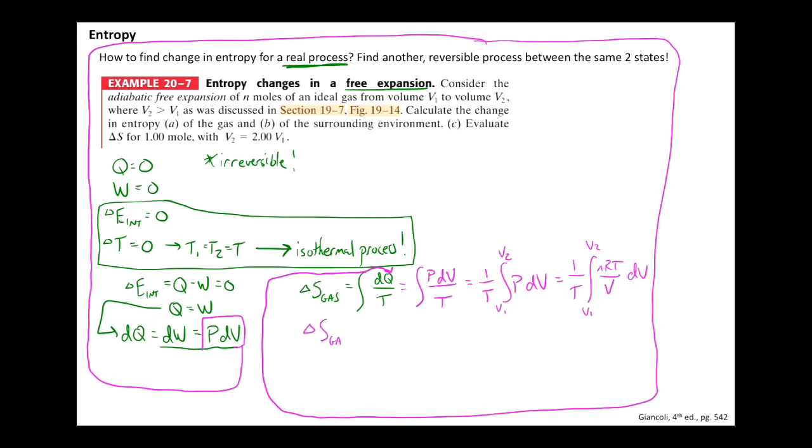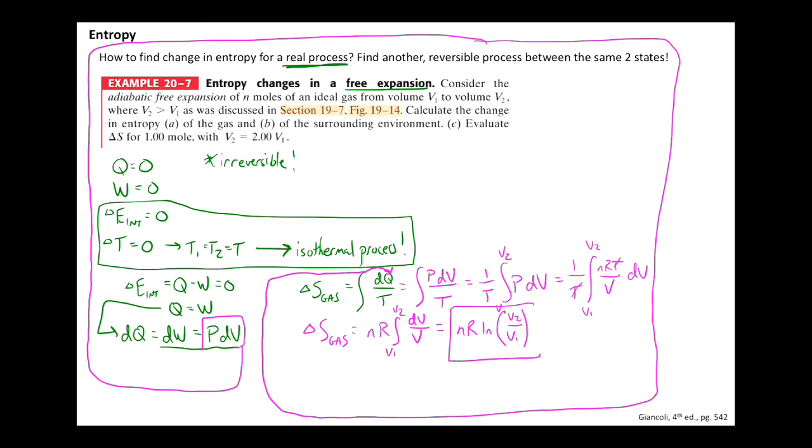I've apparently decided to stick with this pink color. Why not? So let's see. The T's cancel out. That's kind of nice. And NR is a constant. So now I just have the integral dV over V from V1 to V2, which gives us NR times the natural log of V2 over V1.